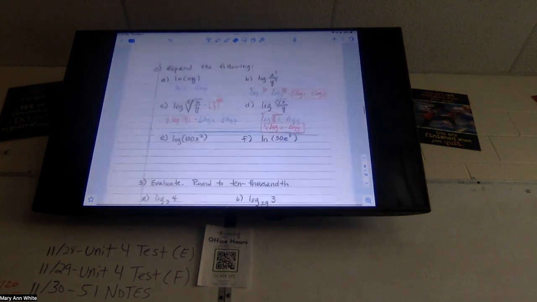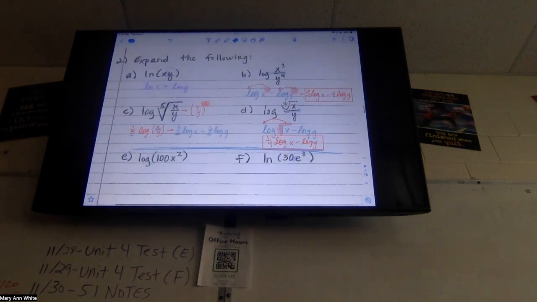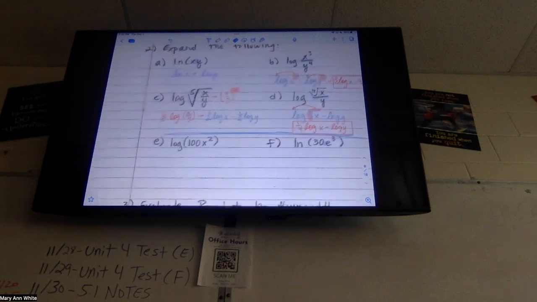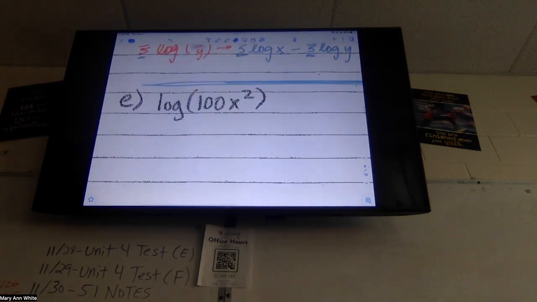We didn't finish those. Those were problems like 2A, B, C, and D where we were expanding. Remember, expanding means to spread it apart. We're going to go from 1 log to 2 or 3 or however many logs it takes. The one thing that's funny about E is that it's a multiplying problem, but we kind of forget that it is. See how it's 100 times x squared? With that times, I'm allowed to separate this into 2 different logs. Remember, the multiply separates it into a plus, so I'm going to do log of 100 plus log of x squared.